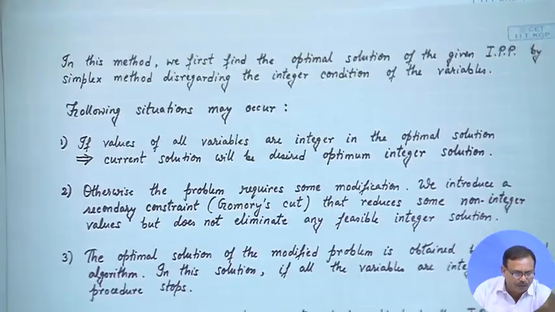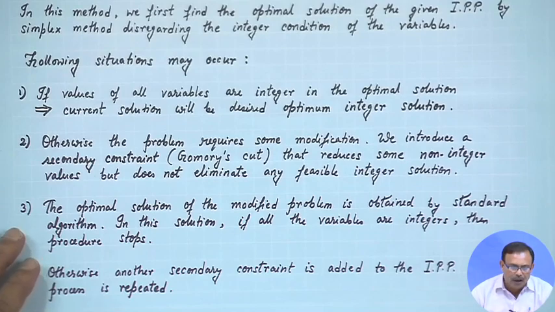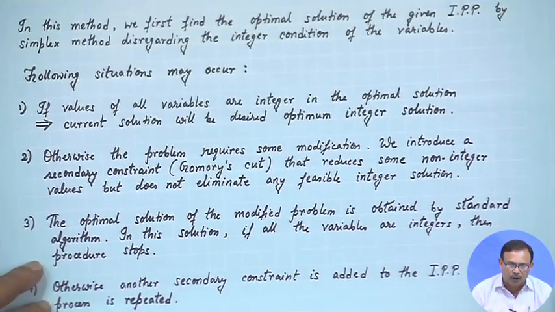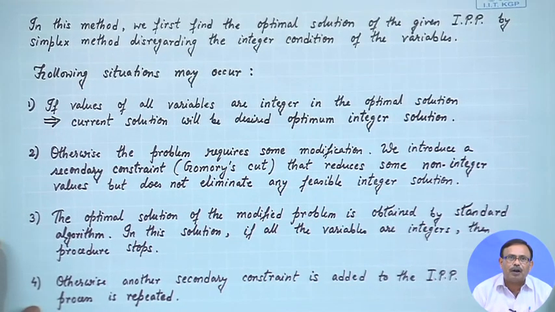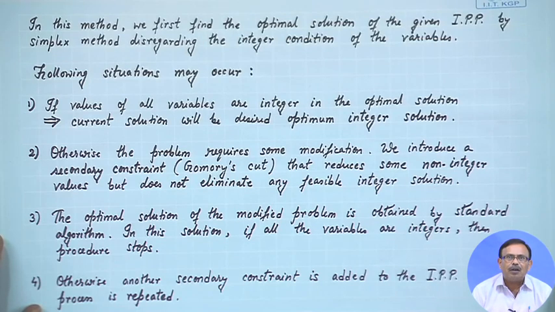So, let us see this. In this method, we first find the optimal solution of the given IPP by the simplex method, discarding the integer condition of the variables. That means, at first we are finding the optimal solution of the integer programming problem by the normal simplex method, whatever we have learned earlier, disregarding the integer condition. That means we do not yet consider that the decision variables are integers.